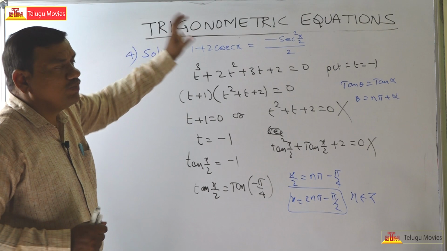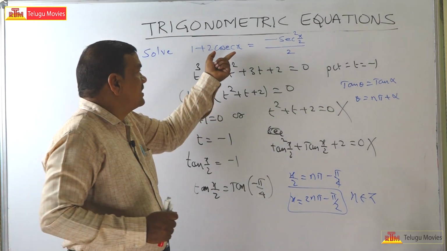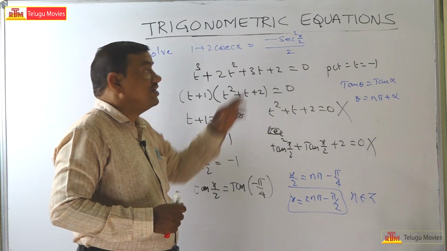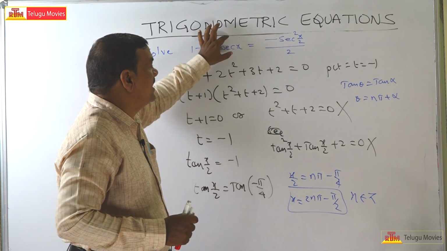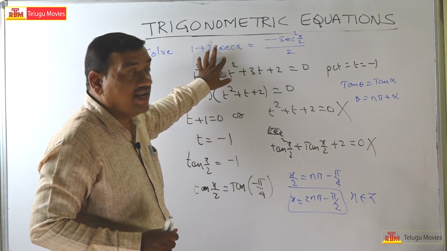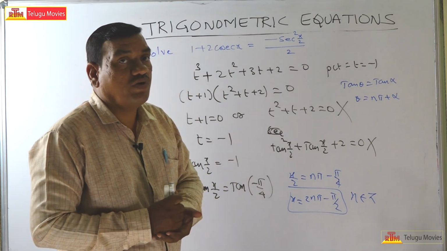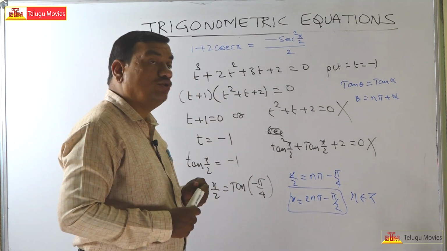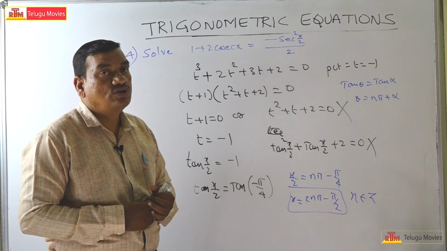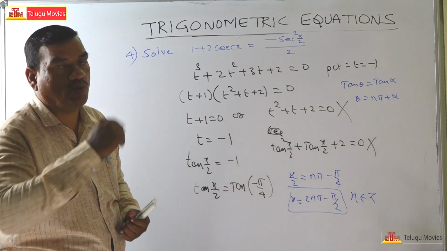Okay. From this problem, what you have to observe is to convert cosecant and secant. Here cosecant I converted into sine, and here secant square x by 2 is equal to 1 plus tan square x by 2. Okay, now I hope that you understand this solution. So let us continue with the next problem.